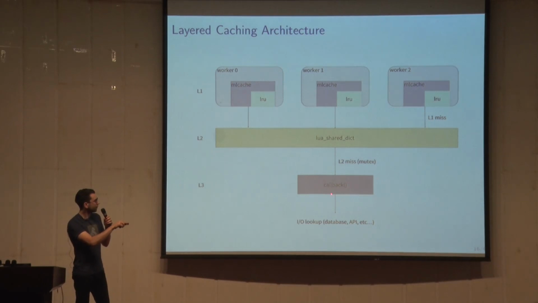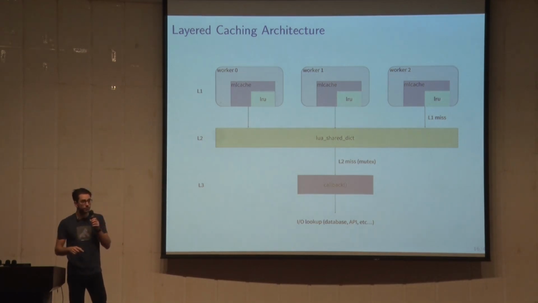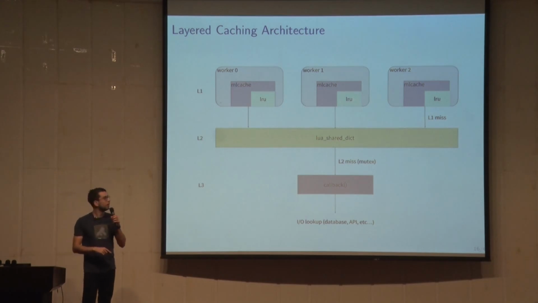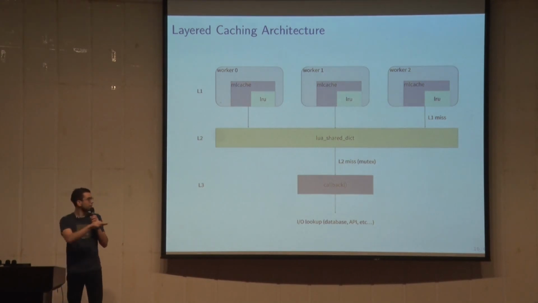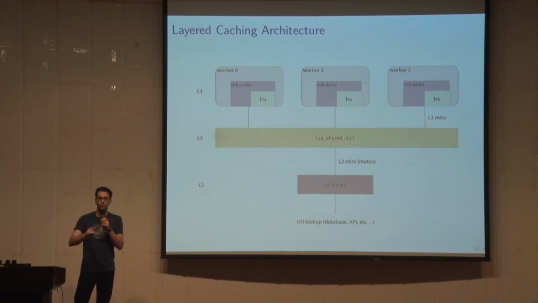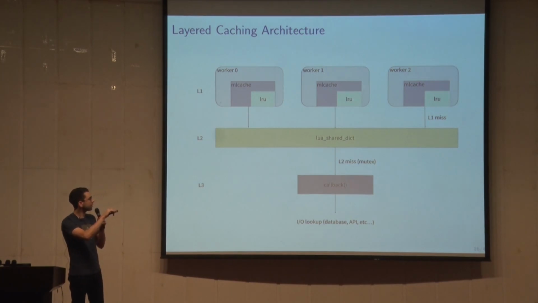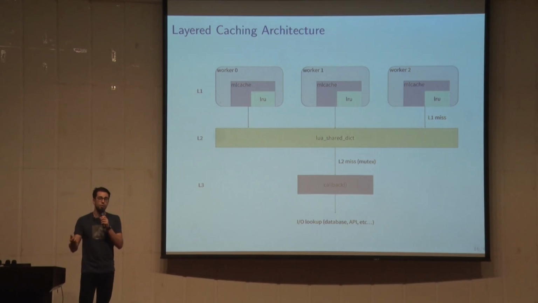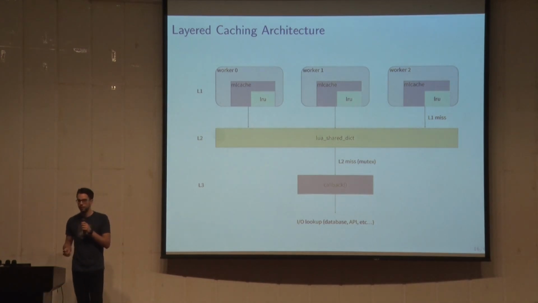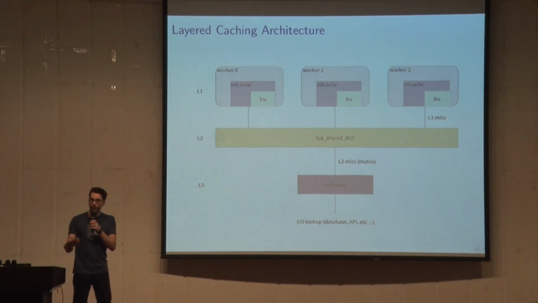Whenever the value comes back from the I/O, eventually, the mlcache instance will cache it into the shared dictionary, into the L2, and then promote it to the L1, and finally return it to the caller. And the workers that were waiting on the callback will be able to retrieve it from the shared dictionary. So the other workers do not have to run the callback. They can just directly read the value stored in the Lua shared dictionary. Neat. Okay.